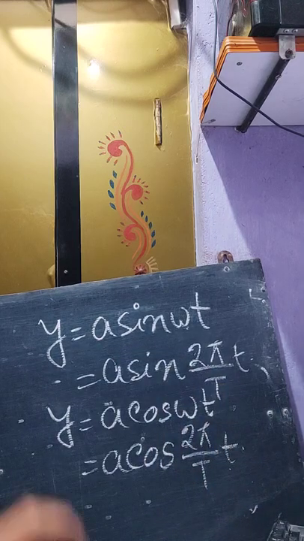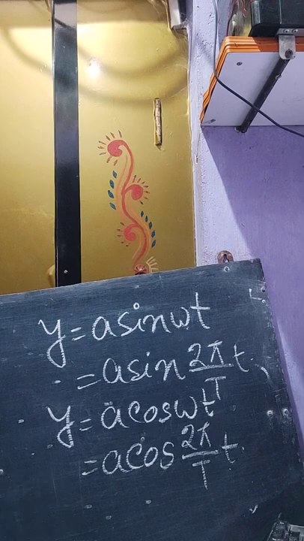Now, what is this y? Y is basically the displacement of the body from its mean position at time instant t. A is basically the amplitude of the harmonic motion. Omega is the angular frequency and capital T is the time period.